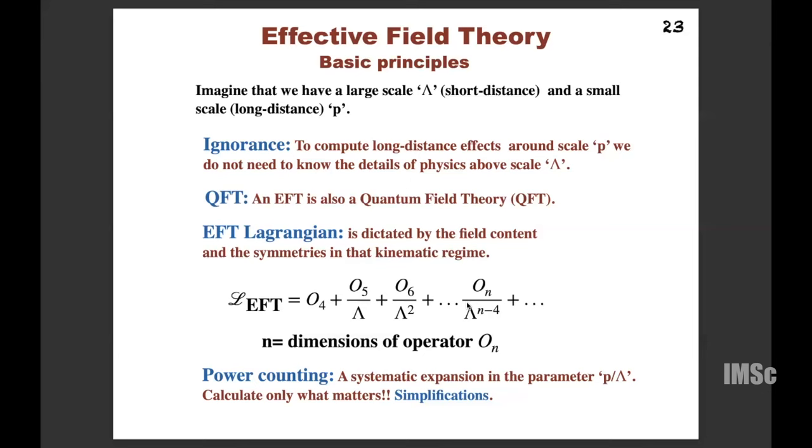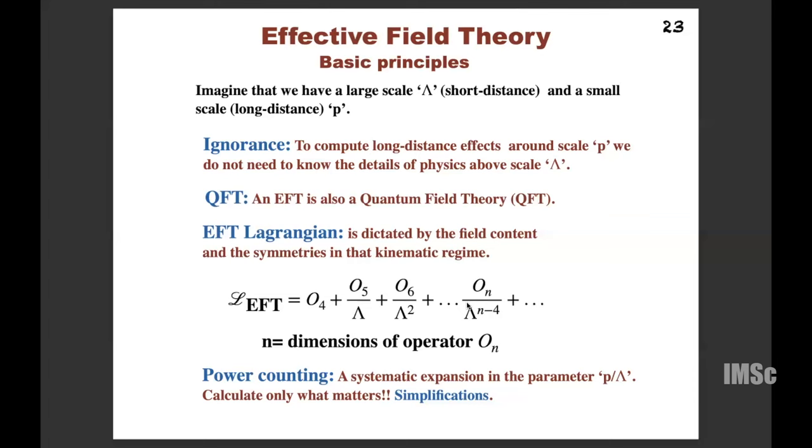If we look at the EFT Lagrangian, it's basically a series in powers. Different powers are suppressed by the scale. Depending upon, as I said, your precision, you can keep the terms that you want in the Lagrangian. This is what we call power counting. Power counting basically means keeping track of powers of lambda, and keeping only the terms which matter given the experimental precision.